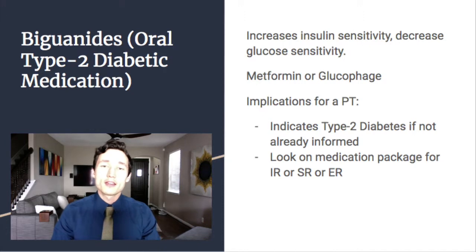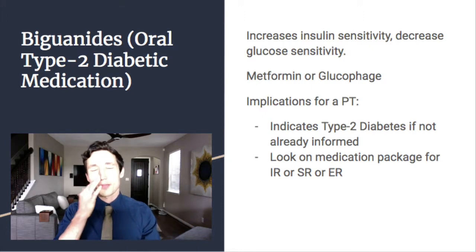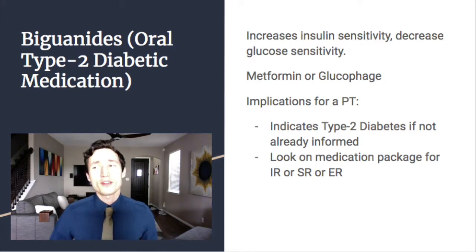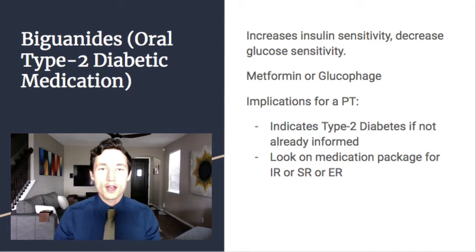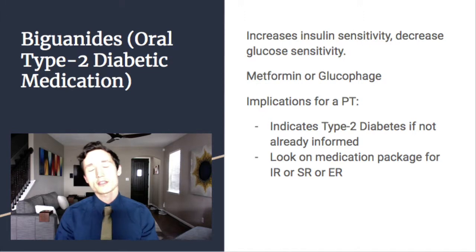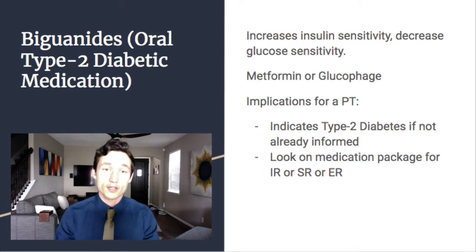So this next drug category is Biguanides. They're not actually very common, but they're very interesting. And I did want to talk about diabetes a little bit, so I felt it was appropriate to throw these in for their own slide. These are an oral type 2 diabetic medication that increases the insulin sensitivity one experiences and decreases the glucose sensitivity. So look at metformin or glucophage.